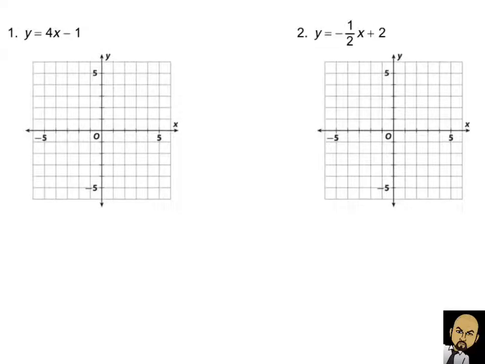All right, welcome to today's tutorial. Today, the topic is graphing non-proportional relationships using the slope and the y-intercept.